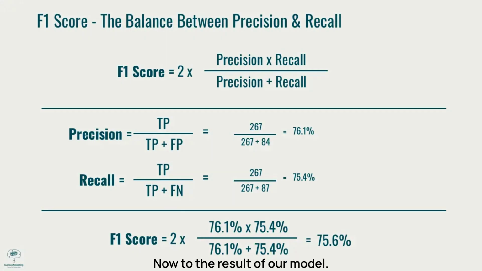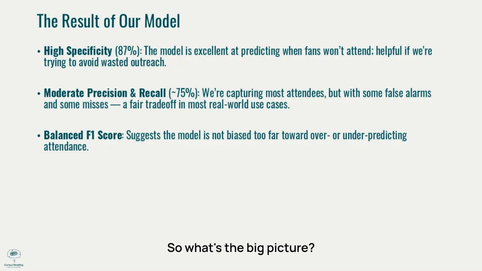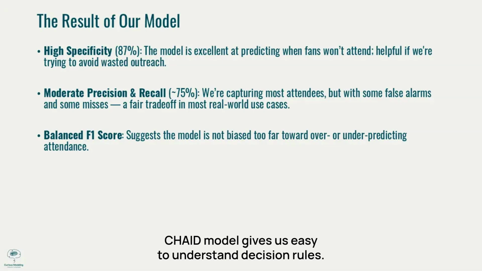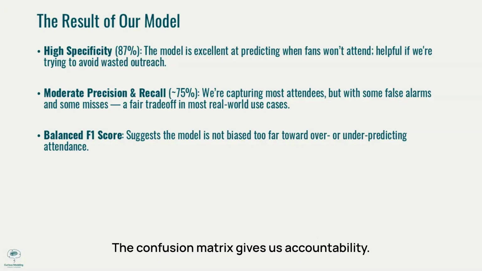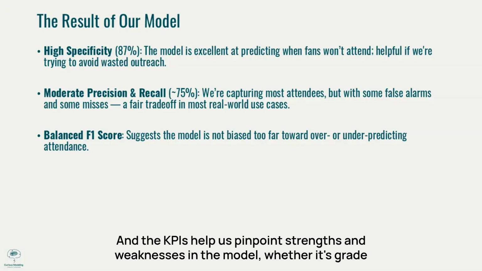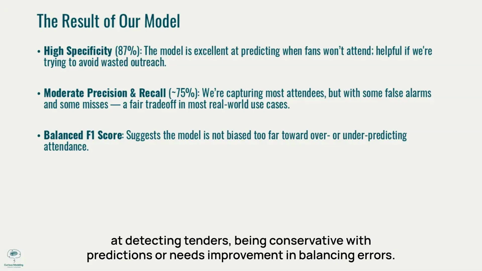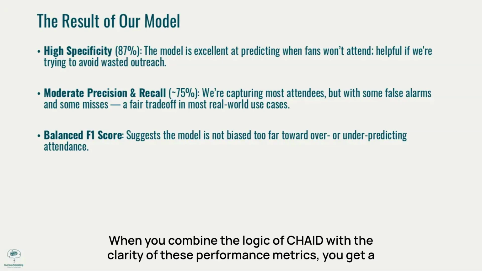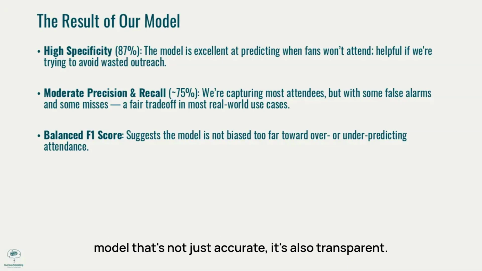Now to the results of our model. So what's the big picture? The CHAID model gives us easy to understand decision rules. The confusion matrix gives us accountability. Did these rules actually work? And the KPIs help us pinpoint strengths and weaknesses in the model, whether it's great at detecting attenders, being conservative with predictions, or needs improvement in balancing errors. When you combine the logic of CHAID with the clarity of these performance metrics, you get a model that's not just accurate, it's also transparent.